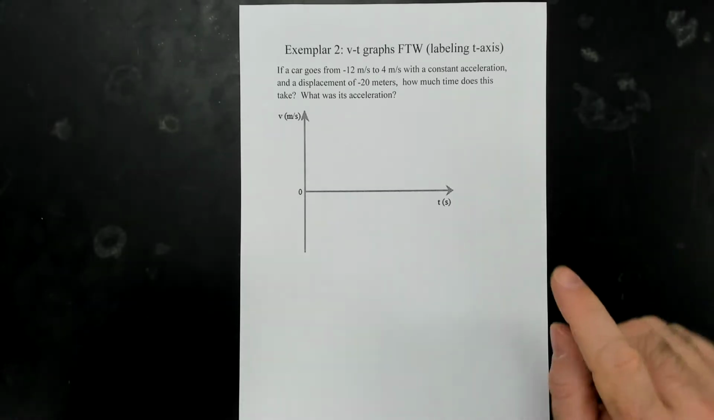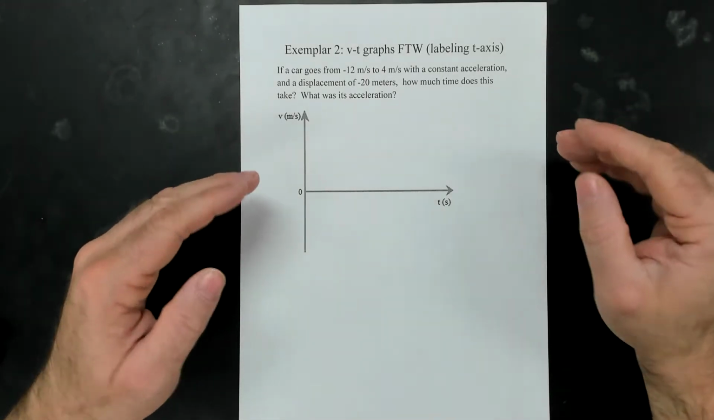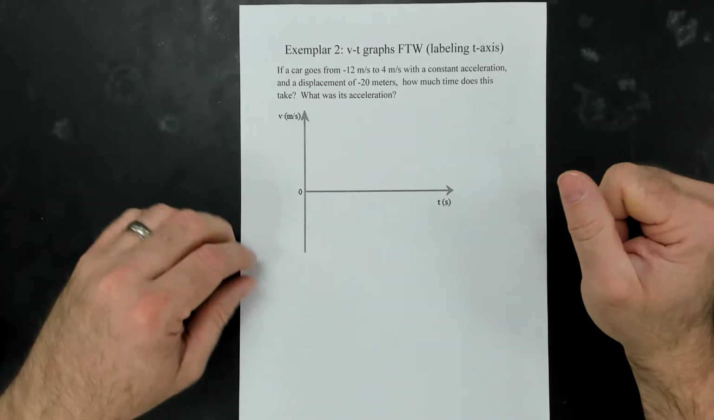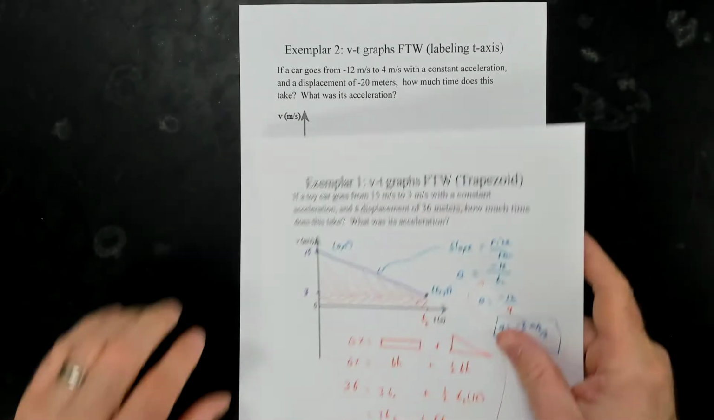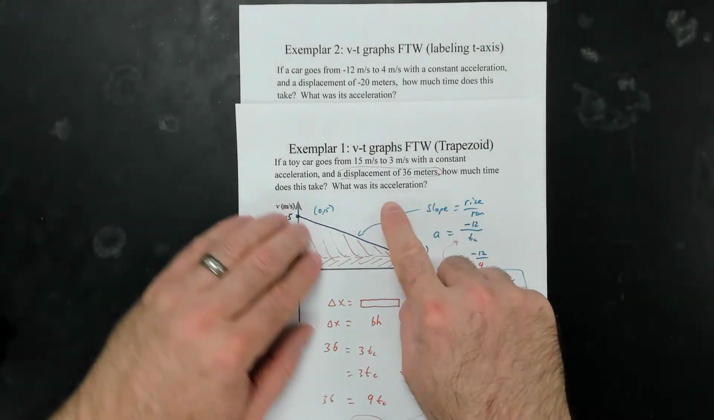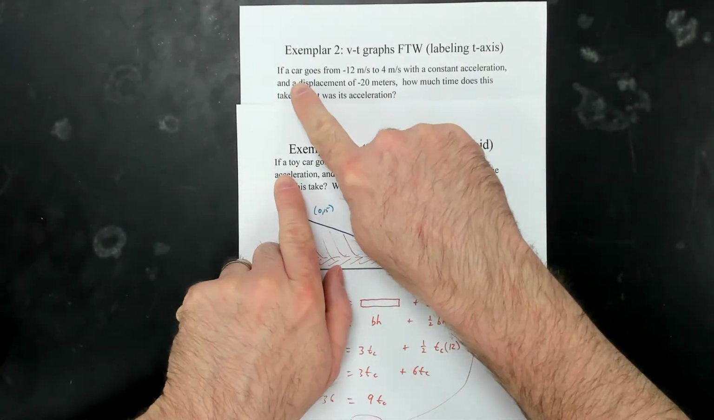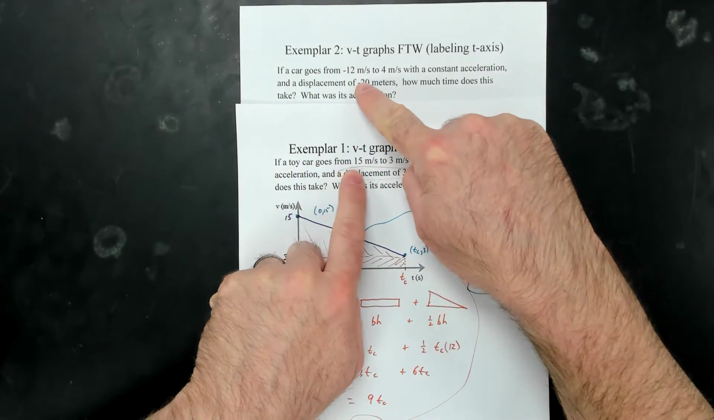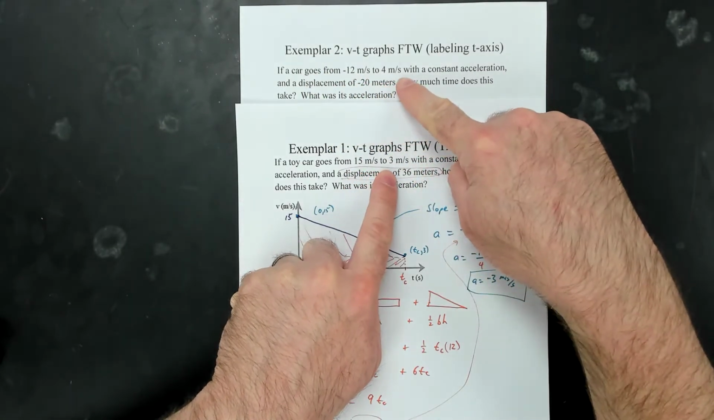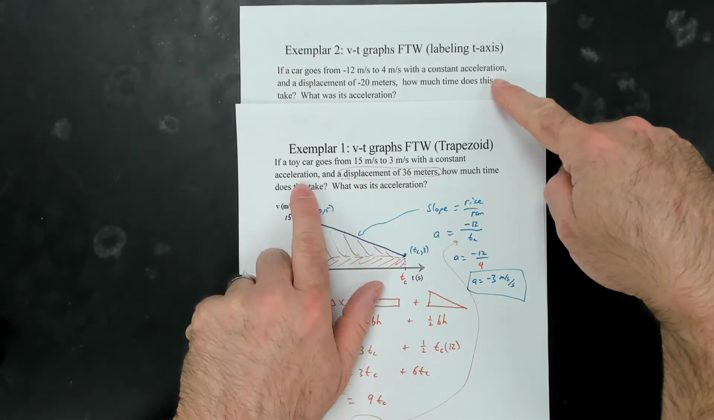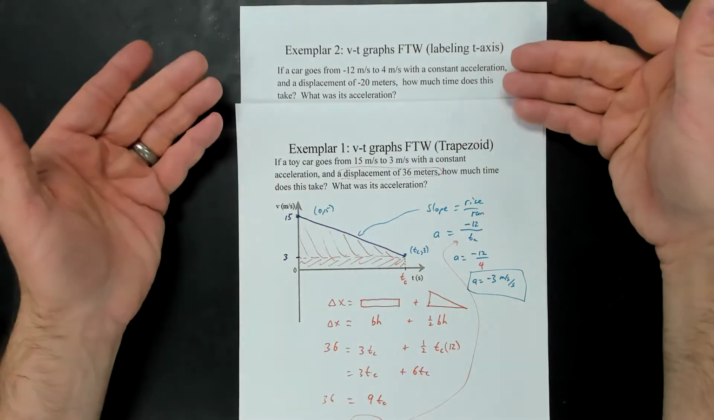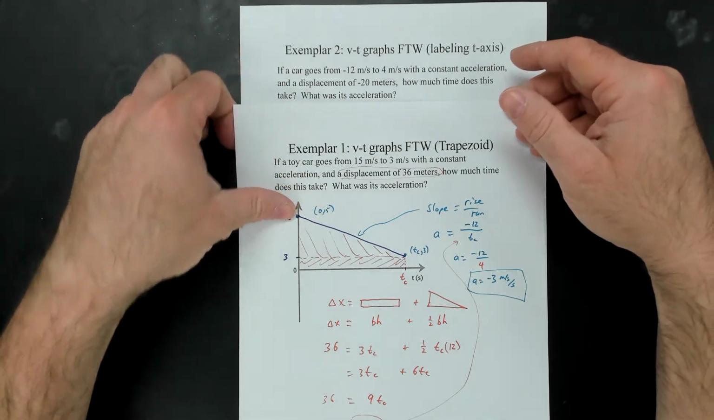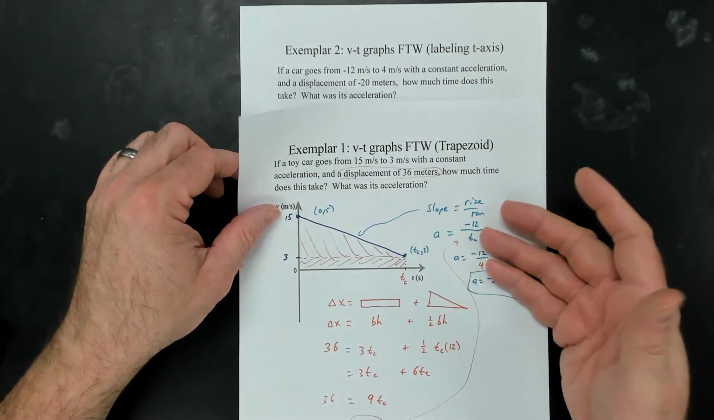All right, I want to talk about Exemplar 2 for solving using velocity time graphs. And this problem, when you first look at it, you say, hey, look, it's very similar to the last problem, isn't it? If a toy car goes from this speed to this speed with a constant acceleration and a displacement of so much, how much time does it take, with what acceleration? You say, hey, it's the same setup, isn't it? So you would anticipate that we'd use the same technique.